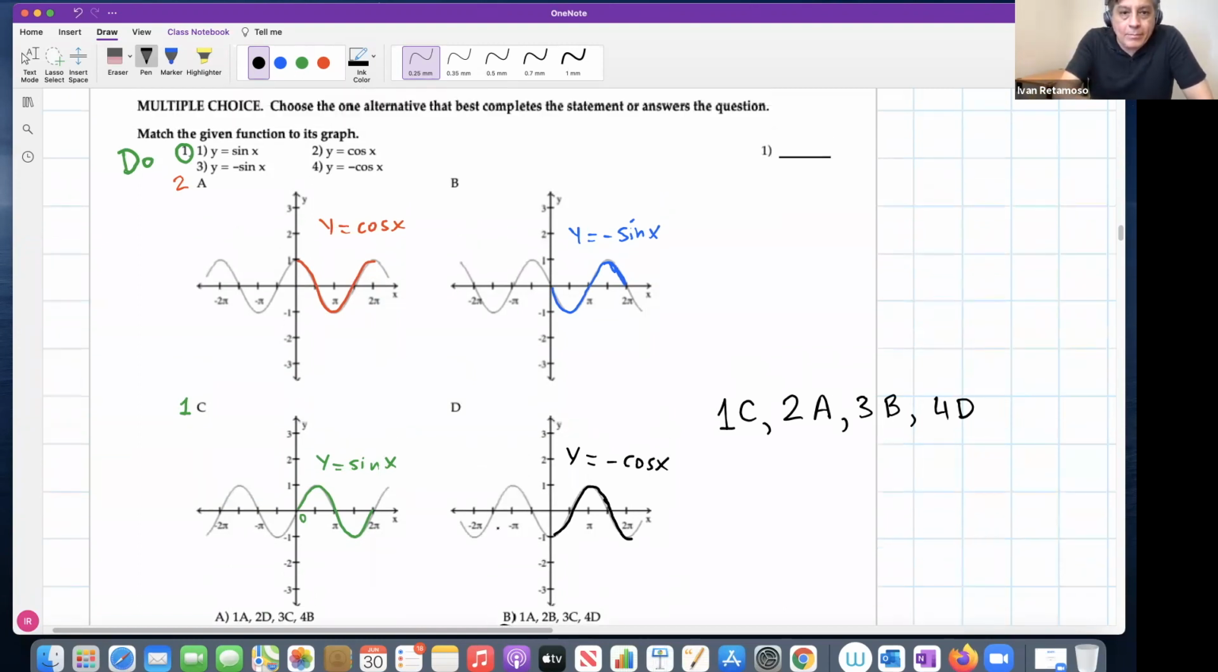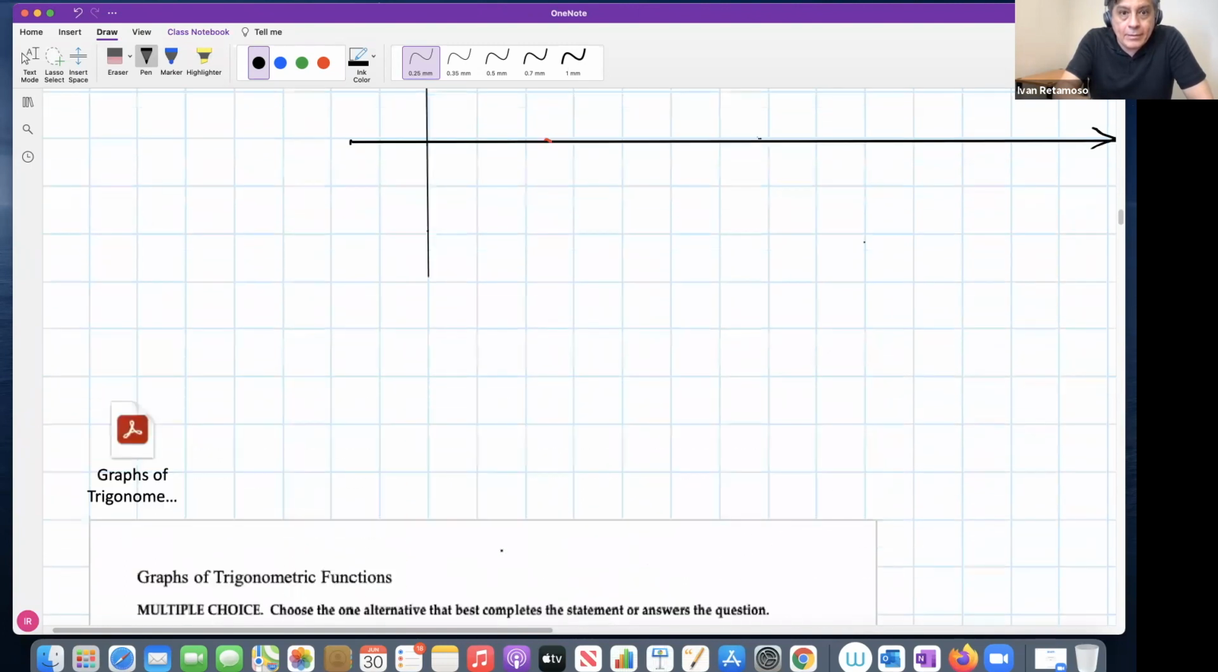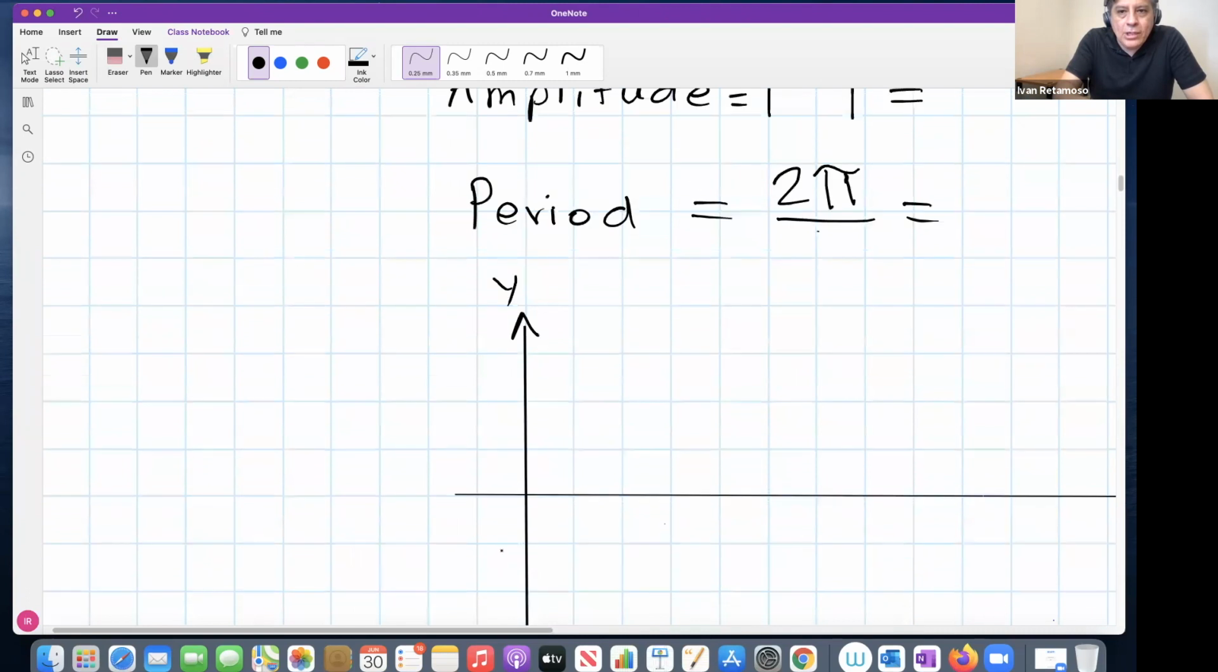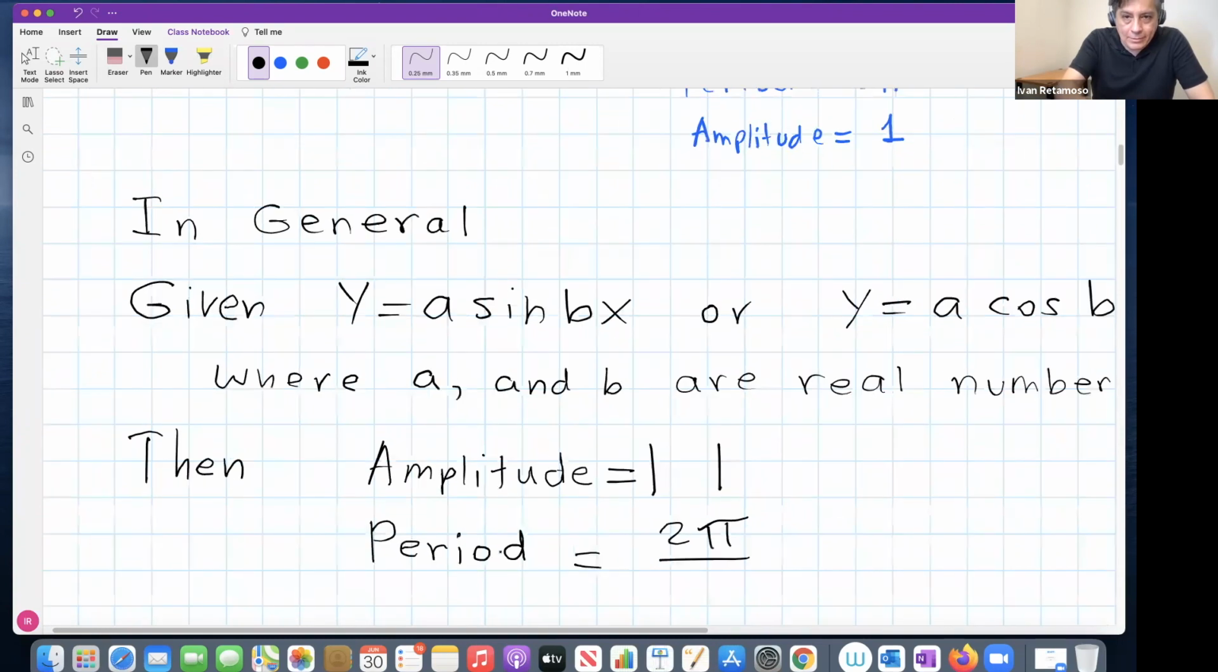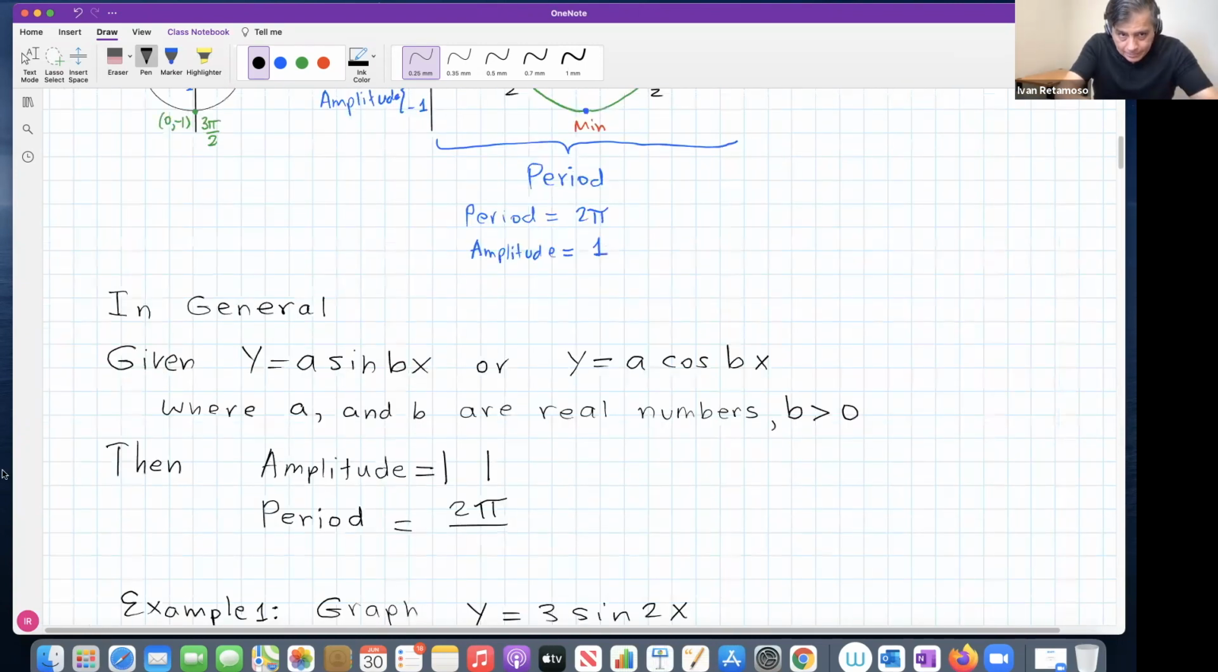we deal with the basic graphs of y equals sine of x, y equal cosine of x. Now let's try to generalize this. Let's go over graphs that are variations of these basic forms. In general, if they ask you to graph something like y equal a times sine of b times x, or y equal a times cosine of b times x, where a and b are real numbers, b bigger than 0, you may say, Professor, what if b is negative? Well, I showed you yesterday how to deal with the negative sign of the angle, right? So that shouldn't be a problem. So assume b is positive.